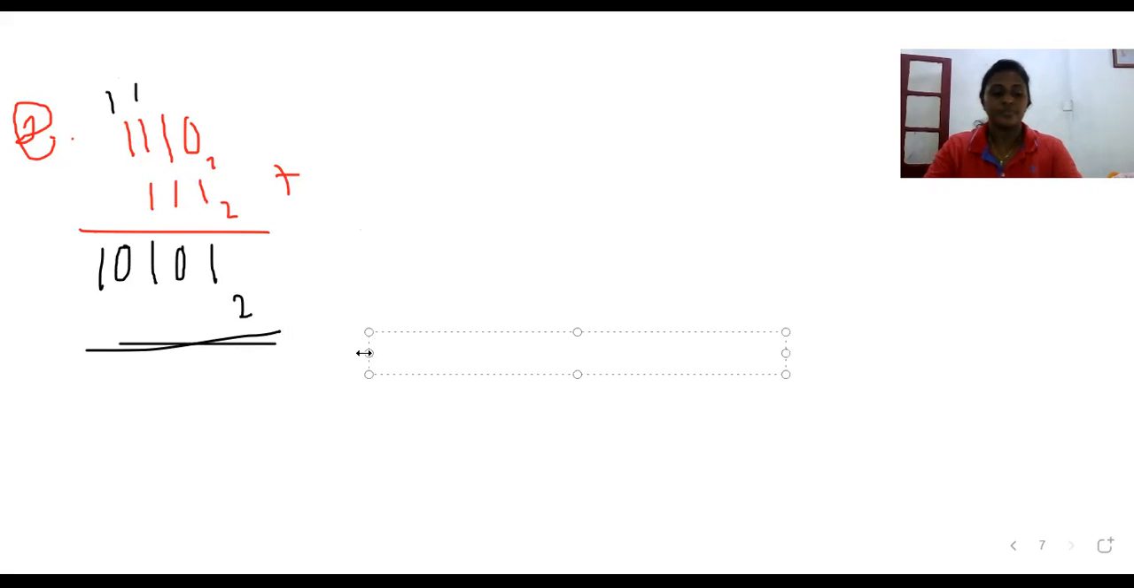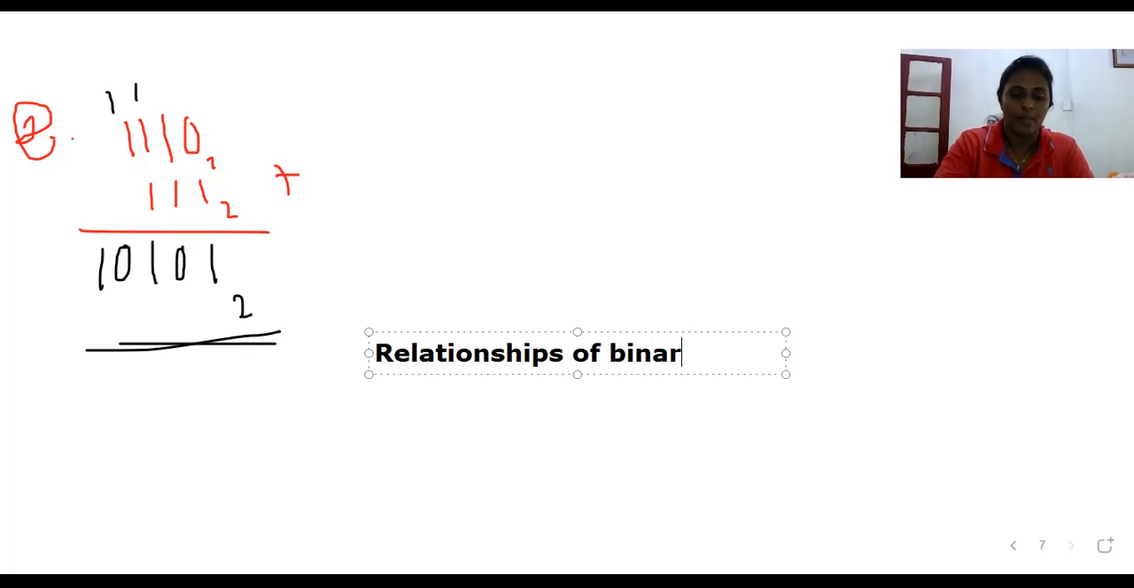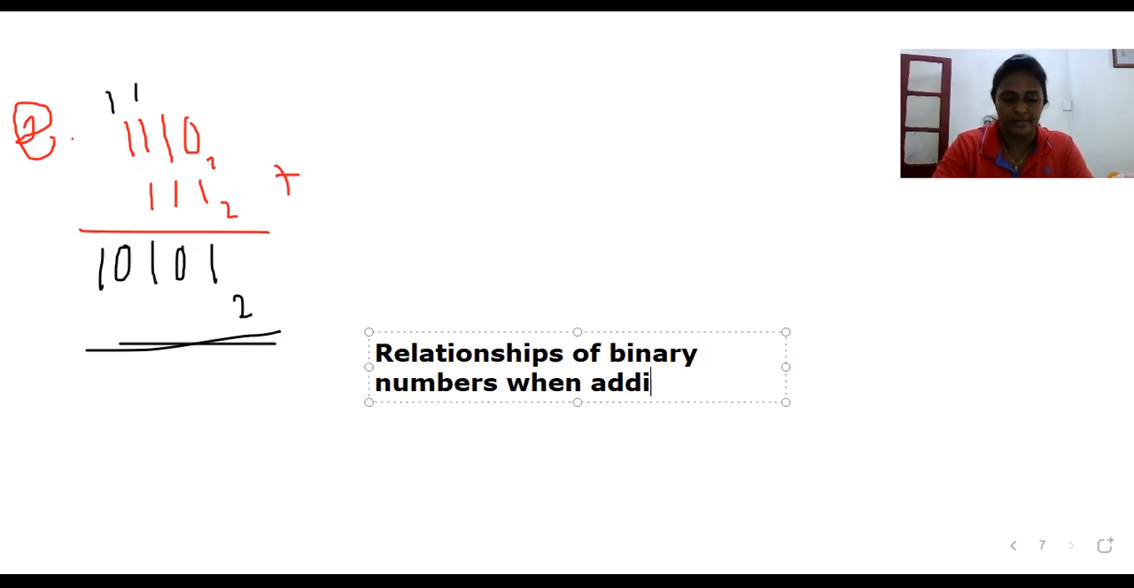After that, have a subheading, relationships of binary numbers in addition. Relationships of binary numbers in addition.